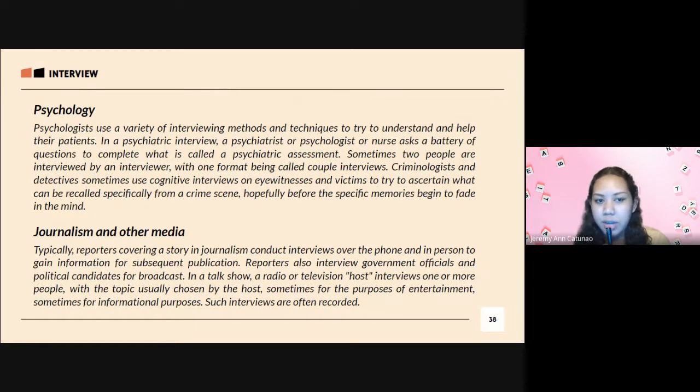Psychologists use a variety of interviewing methods and techniques to try to understand and help their patients. In a psychiatric interview, a psychologist, a psychiatrist, or a therapist will often ask questions of students or people, usually a guidance counselor, to ask about their mental state, what we sometimes call psychological assessment or psychiatric assessment.